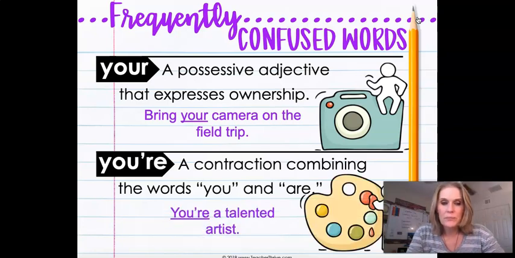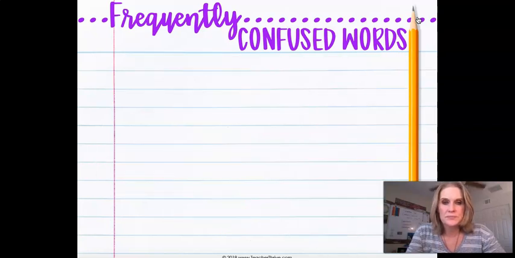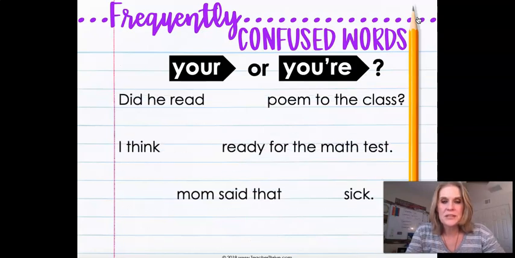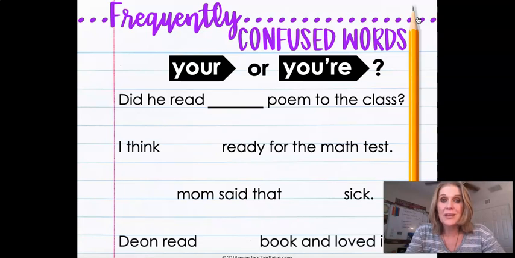Here's an example. You're a talented artist. If you could replace that word with you are, then it's the right one. You are a talented artist. It makes sense. So it is the Y-O-U apostrophe R-E. Let's do a couple more practice ones. Is it your, Y-O-U-R, or you're, Y-O-U apostrophe R-E? Let's look at these, and we're going to fill in the blanks with the right your. Whoops. Let's go slower.